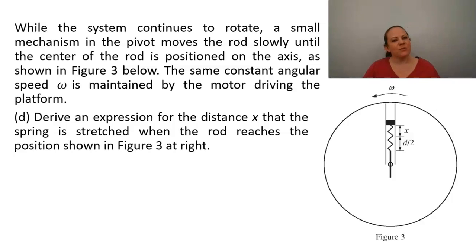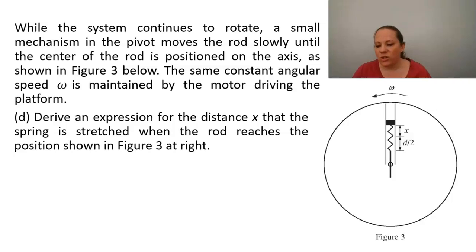While the system continues to rotate, a small mechanism in the pivot moves the rod slowly until the center of the rod is positioned on the axis as shown in figure 3 below. The same constant angular speed omega is maintained by the motor driving the platform. Part D, derive an expression for the distance x that the spring is stretched when the rod reaches the position shown in figure 3 at right.